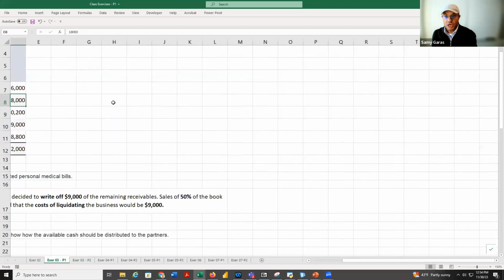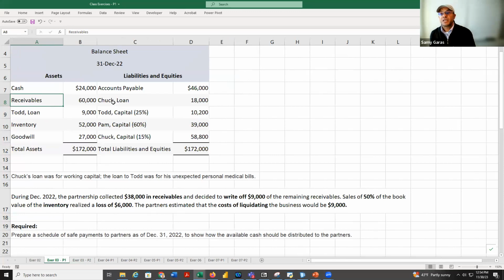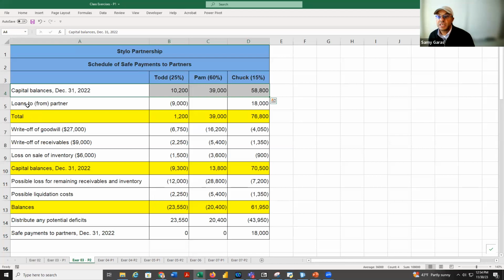The loan to Todd is given by the company, so this should reduce Todd's capital, but the loan that has been taken from Chuck is a liability on the company, so it should increase Chuck's balance. So you see here, the loan to Todd reduces his capital, the loan from Chuck increases his capital.